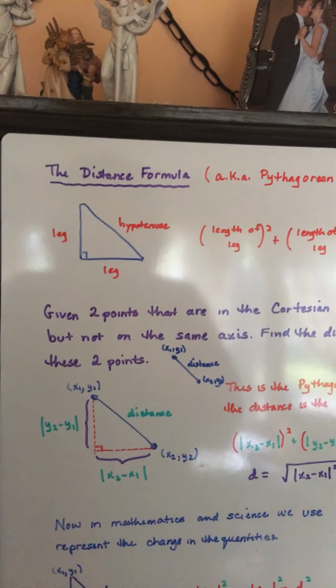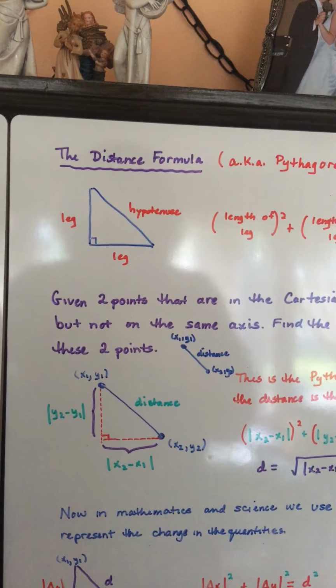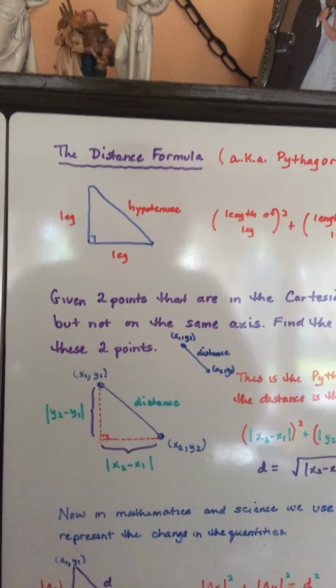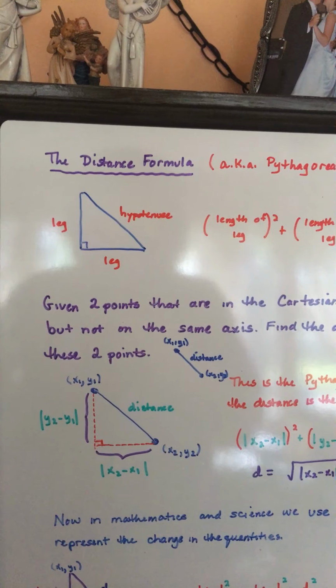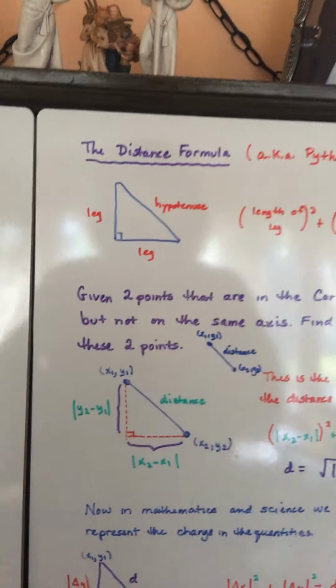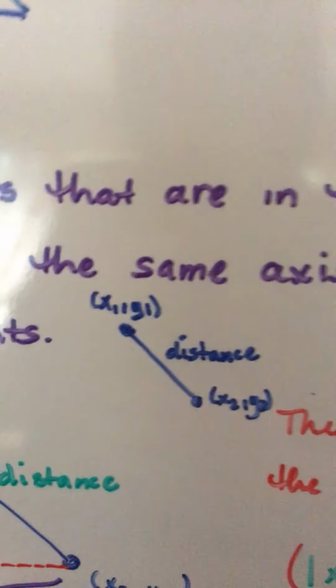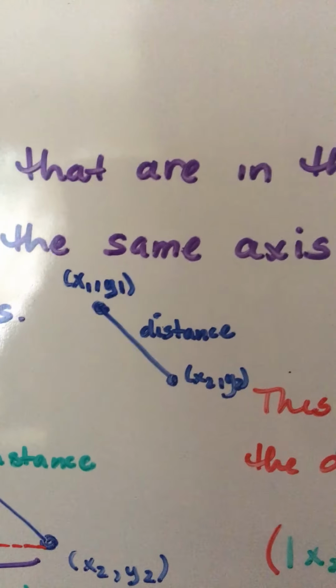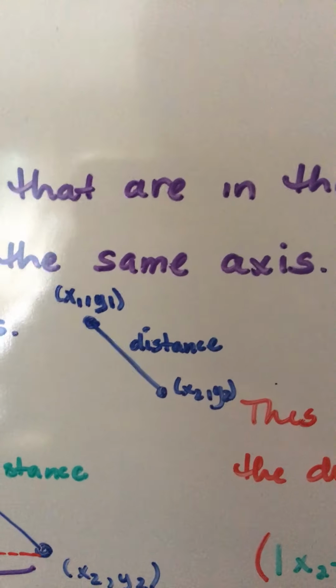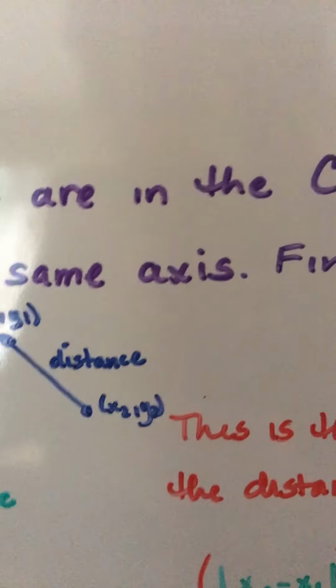But anyway, we'll assume that these 2 points are not on the same axes. That is, they're not both on the X or both on the Y. And I want to find the distance between these 2 points. This is representative. I have this one going downhill. It could just as easily go uphill. Nobody gives a diddly.